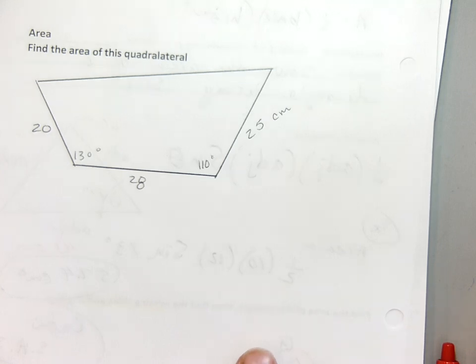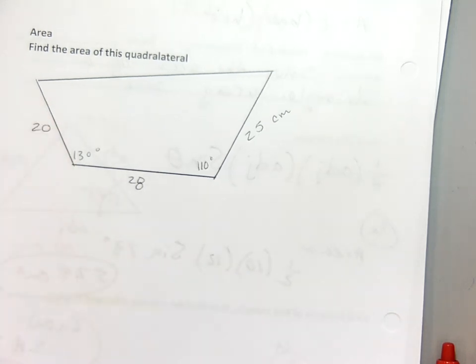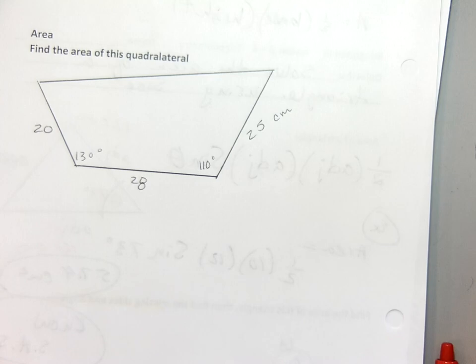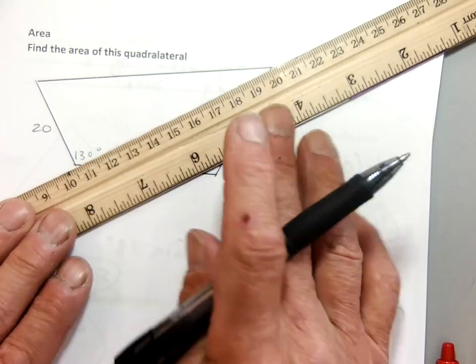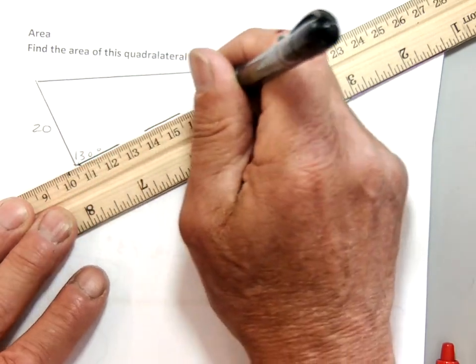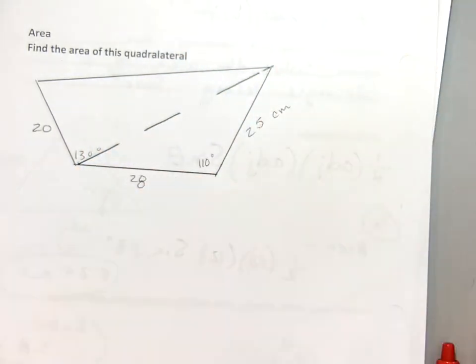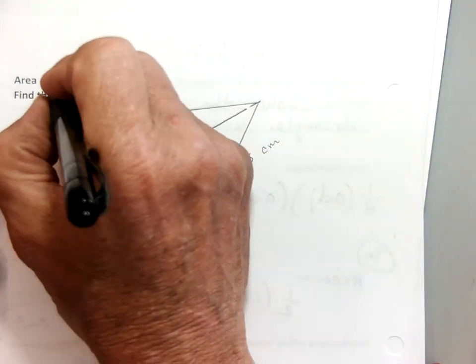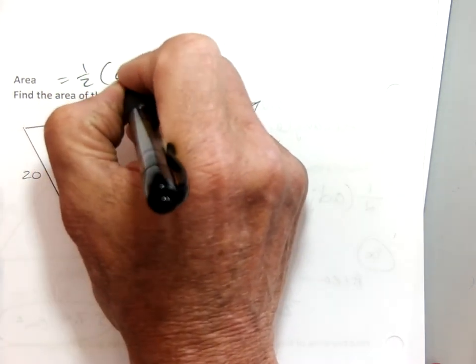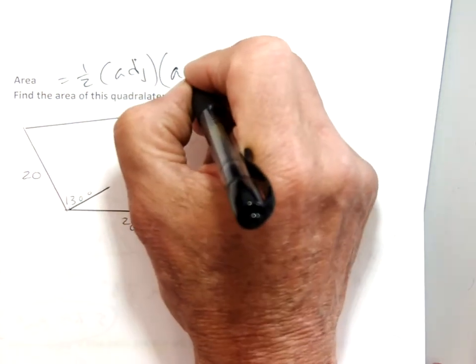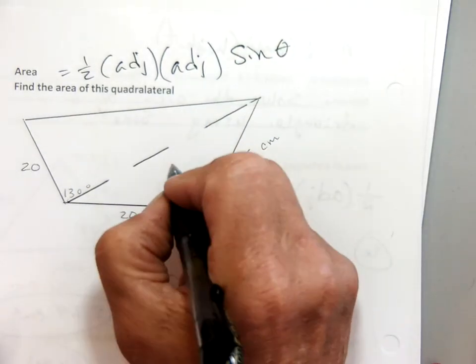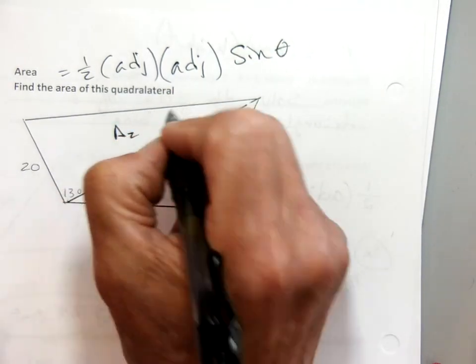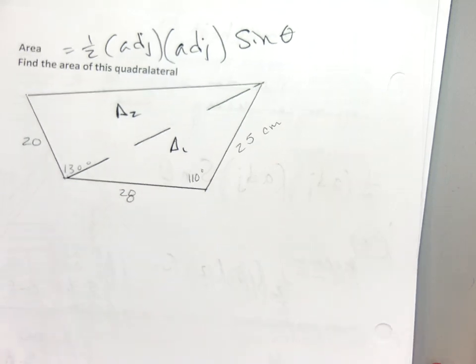I need triangles. I'm going to cut this quadrilateral into 2 triangles. You can cut it either way. I'm just going to cut it this way. I really am. So I'm going to cut this quadrilateral into 2 triangles because I have an area formula, which is 1/2 my adjacent times my other adjacent times the sine of my angle. So I've got triangle 1 and triangle 2. Triangle 1's easy.